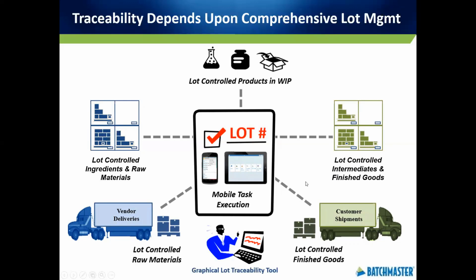And we'll be showing you how to do that with paper documents as well as mobile devices, in our case, a smart tablet. And finally, we'll show you how we can use a graphical lot traceability tool to basically do a bi-directional search from deliveries through production to shipments, and from shipments back through production to vendor deliveries.